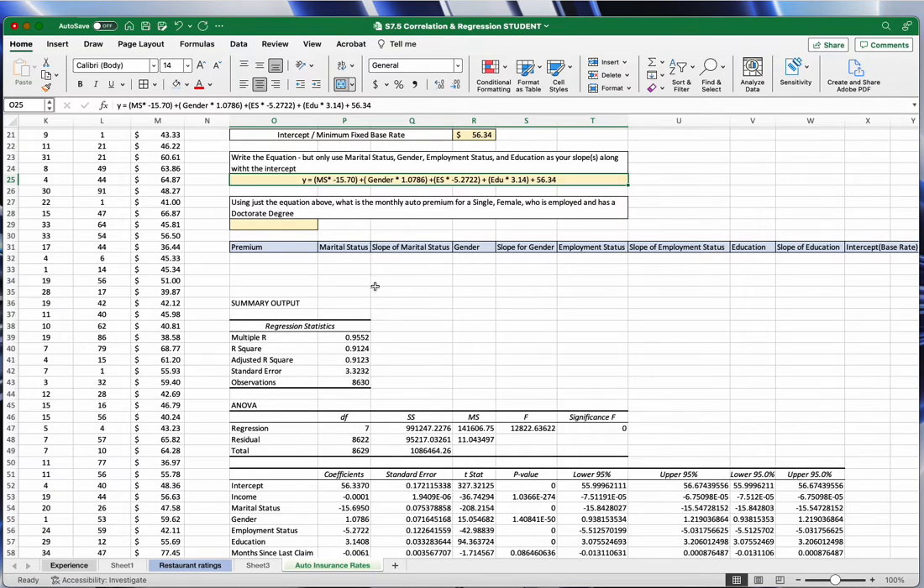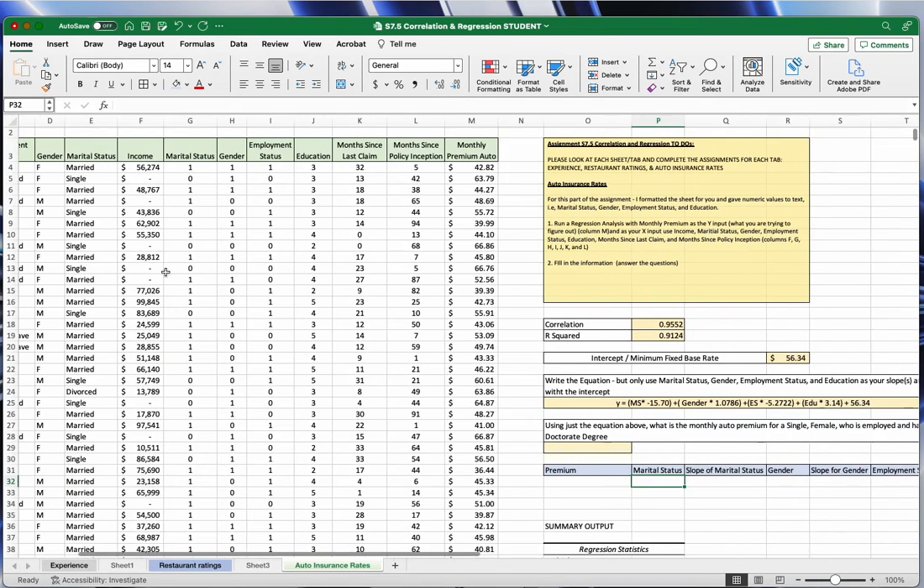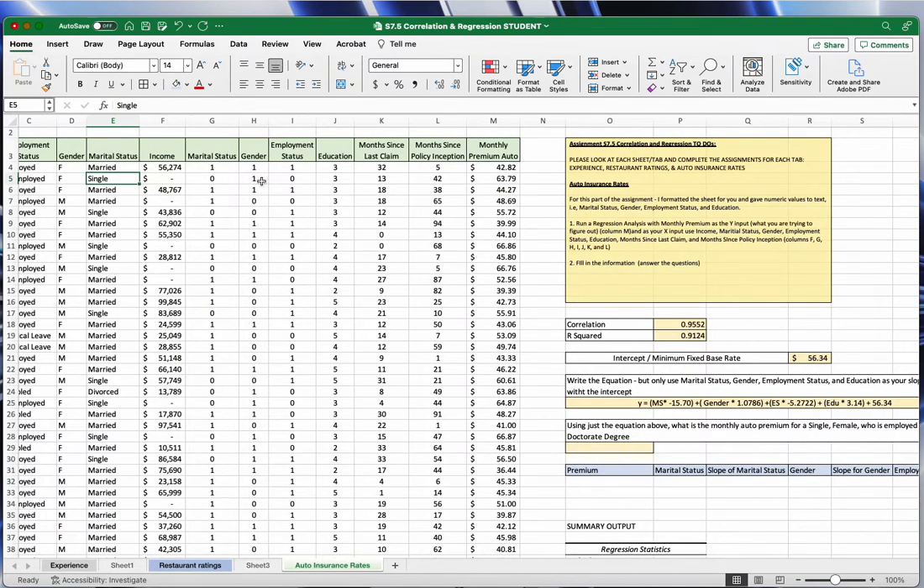So that is our equation right there. That is determining, using those factors, what our insurance rates should be. So I built this out here, and you could do this too. Marital status, it's asking right here, using the equation above, what is a monthly auto premium for a single female who's employed and has a doctorate degree? So for single, I'll come back over here, we can figure out what single is. Right here under gender, we gave it a 1. So marital status is a 1.